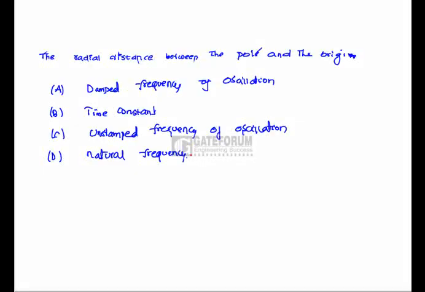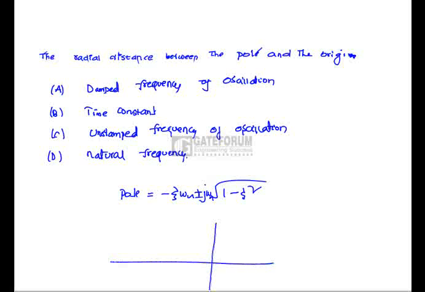Radial distance between the pole and the origin is. Here, for the second order system, the pole can be written as minus zeta omega n plus or minus j omega n under root 1 minus zeta square. So if it is a complex pole, we can represent it like this, that is, here on negative real axis it is minus zeta omega n, this is j omega d. We want to find what this line is.